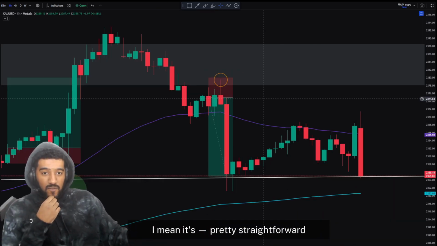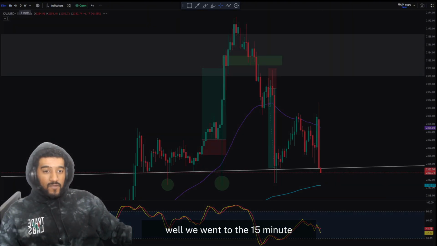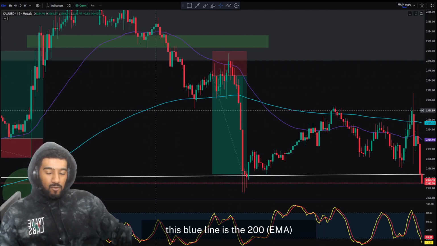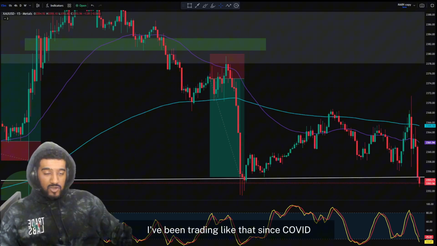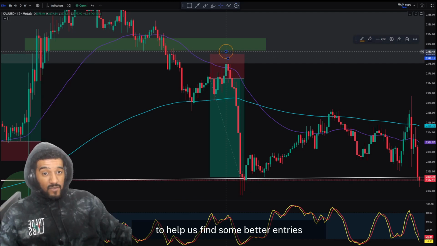I mean, it's just pretty straightforward. Now, the hard part was timing it right. And so how do we find the entry? Well, we went to the 15 minute once again. Yeah, I know, I love the rejection of the 50 EMA, right? The blue line is the 200, purple is the 50. I love 50 EMA rejections. I've been trading like that since COVID, but now I have the stochastic to help us find some better entries.